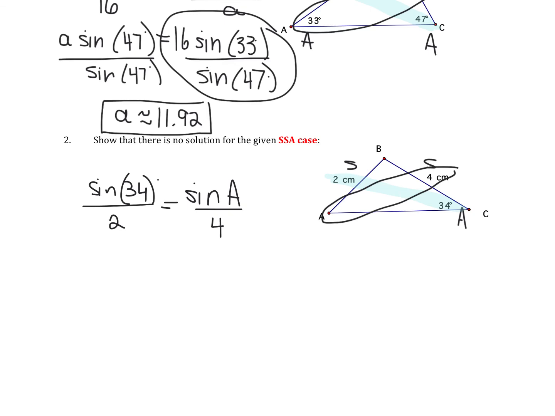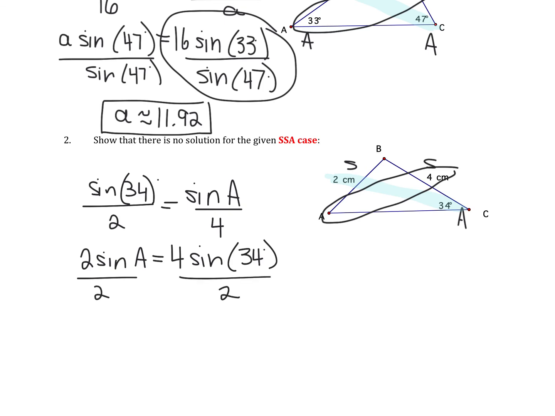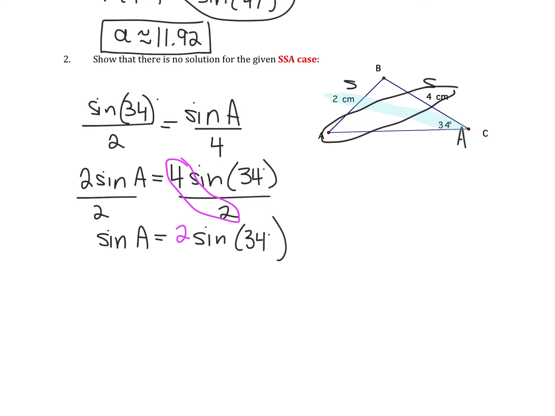I'm going to cross multiply, so I get 2 times the sine of a equals 4 times the sine of 34 degrees. I want to get a by itself, so I'm going to divide both sides by 2. I have sine of a equals, this 4 and this 2 can be reduced, so it's going to be 2 times the sine of 34 degrees. And now hopefully you recall, when you're looking for an angle, you have to use inverse trig. So a is going to equal the inverse sine of this entire thing, 2 times the sine of 34 degrees.